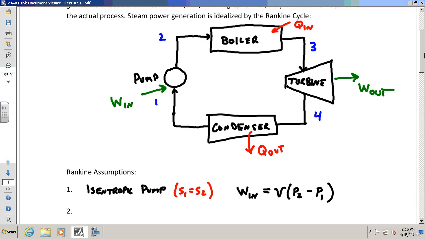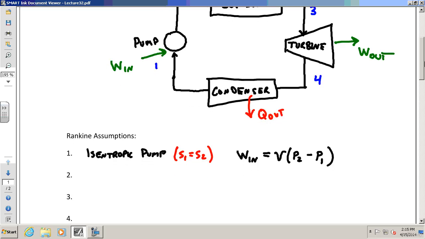And the reason that equation is so good for us is because when water is in its liquid form, this v is very, very small. This number is like 0.001. So when water is liquid, the specific volume is very small. Therefore, the work input is very small. That's good because we don't want a lot of work in. We want mainly work out.